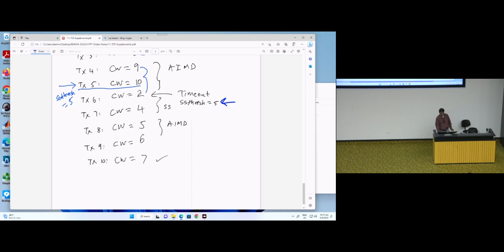Okay? So then, in the 6th transmission, my congestion window will go to 2. In the exponential increase, 2, 4. Okay, so now what's going to happen? I've written something here, but we should go to 8, right? But the slow start threshold is 5. So what do we do? Is it 5? Is it 8? What is it?